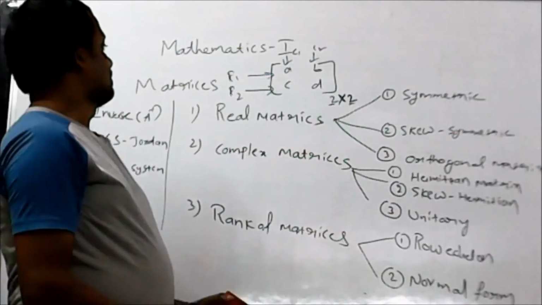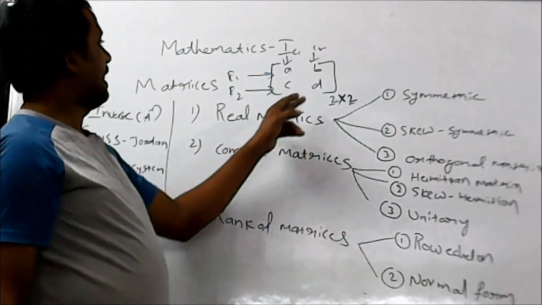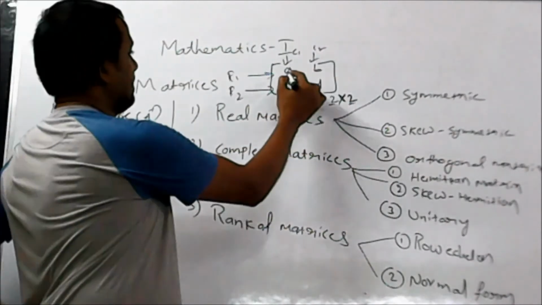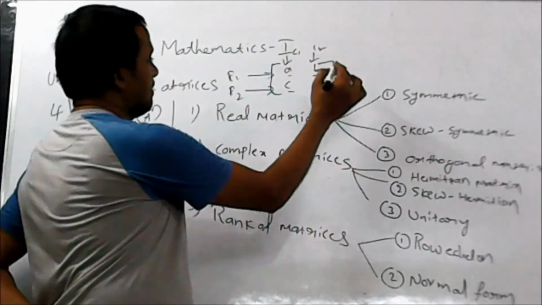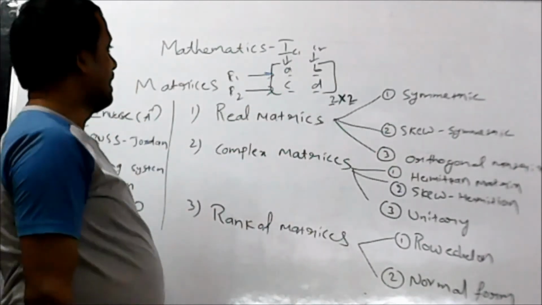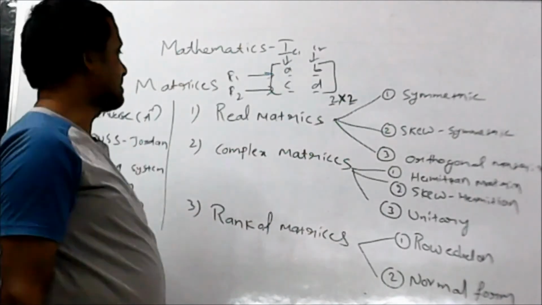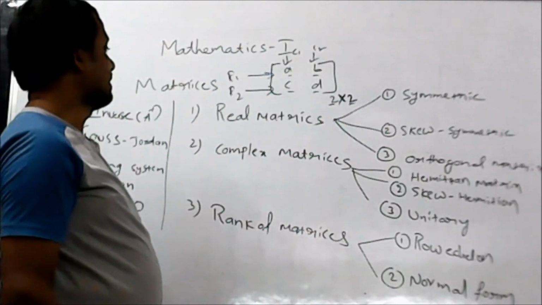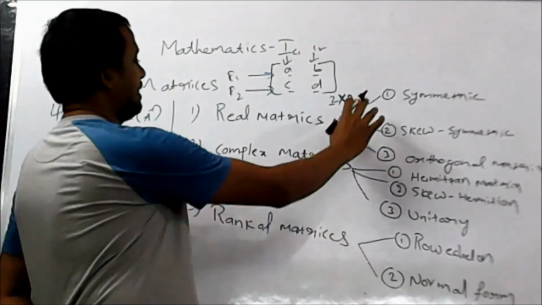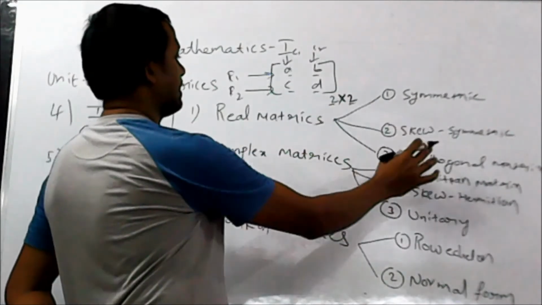Okay. So here we are going to study about real matrices. What do you mean by real? Every element in the given matrix, here A, B, C, D, is real. Then we call the matrix a real matrix. If at least one of the elements is complex, then we call that matrix a complex matrix. So real means every element is real. We are going to study three different special types of real matrices: symmetric, skew-symmetric, orthogonal.